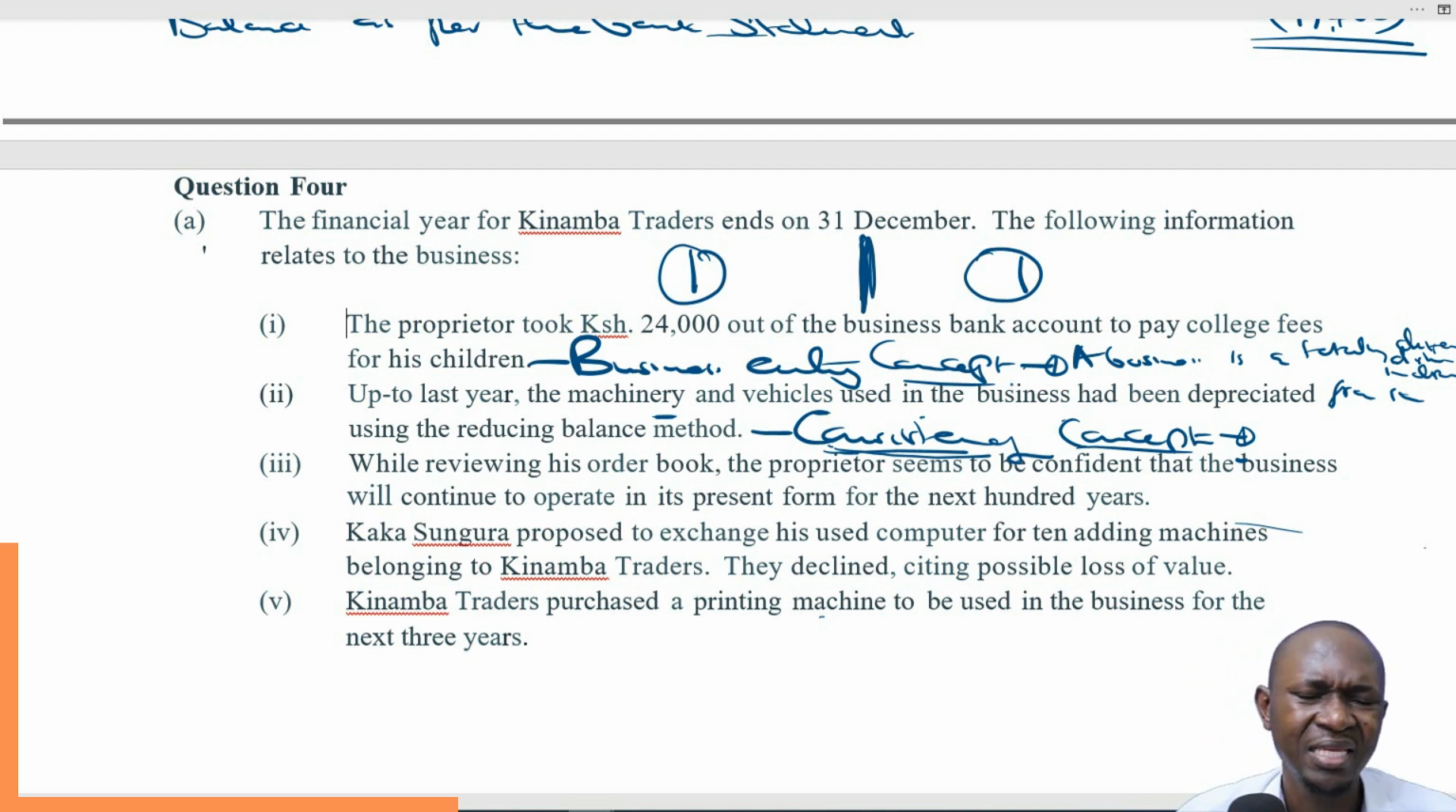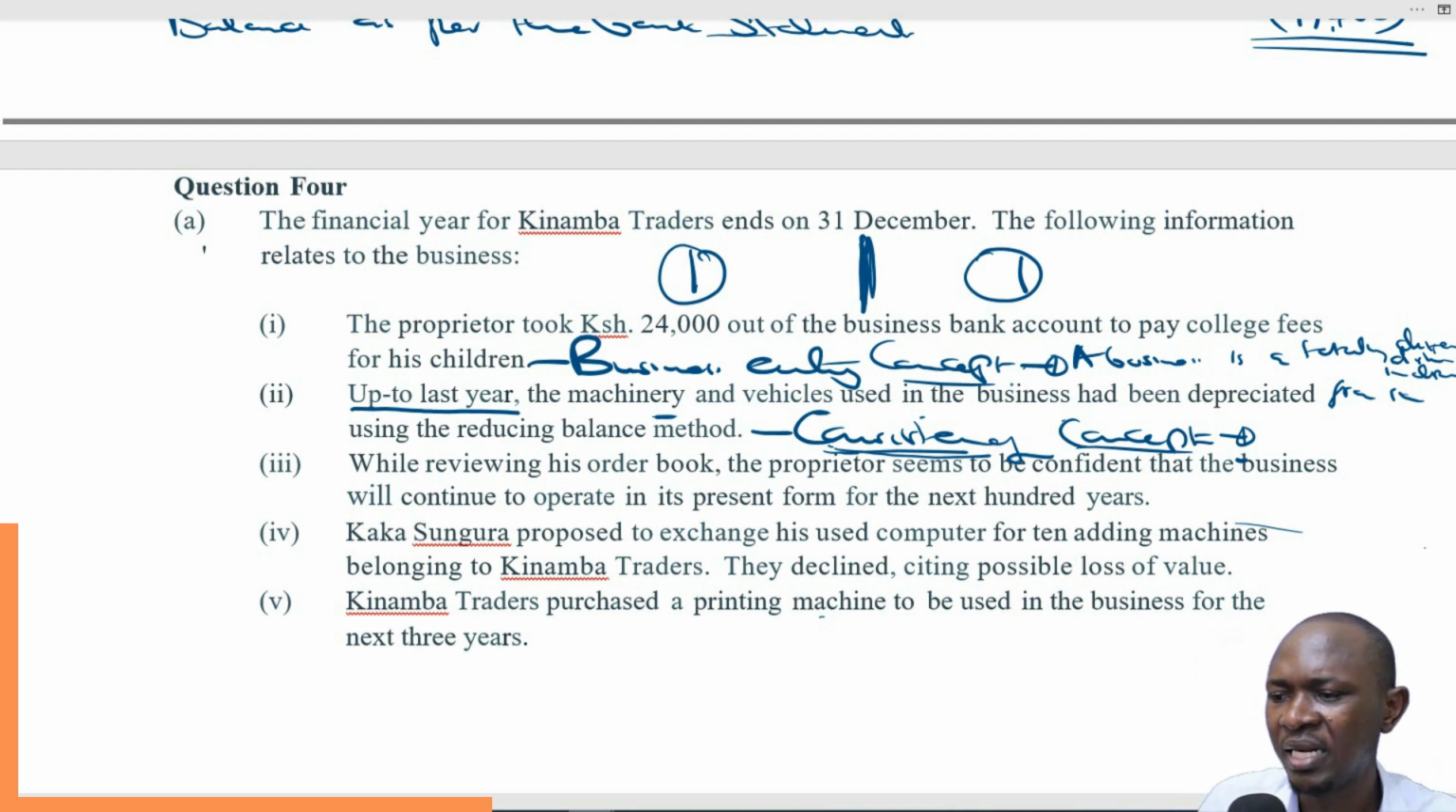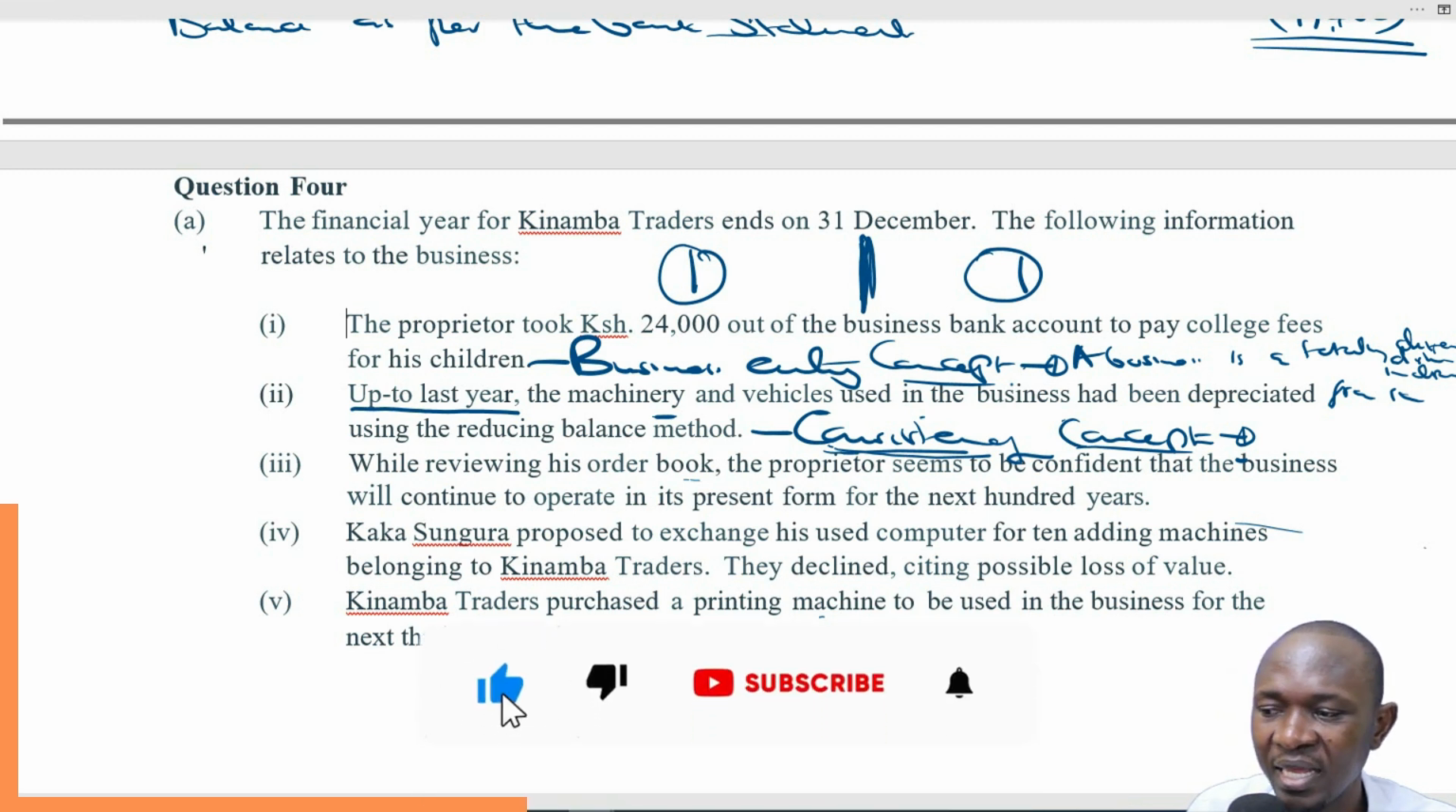This year we've done this, next year this, the other year that. No, it should be consistent. So the guiding item here is this. Up to last year, it means it's something that we've been doing, and that is in line with the consistency concept. While reviewing his order book, the proprietor seems to be confident that the business will continue to operate in its present form for the next 100 years.